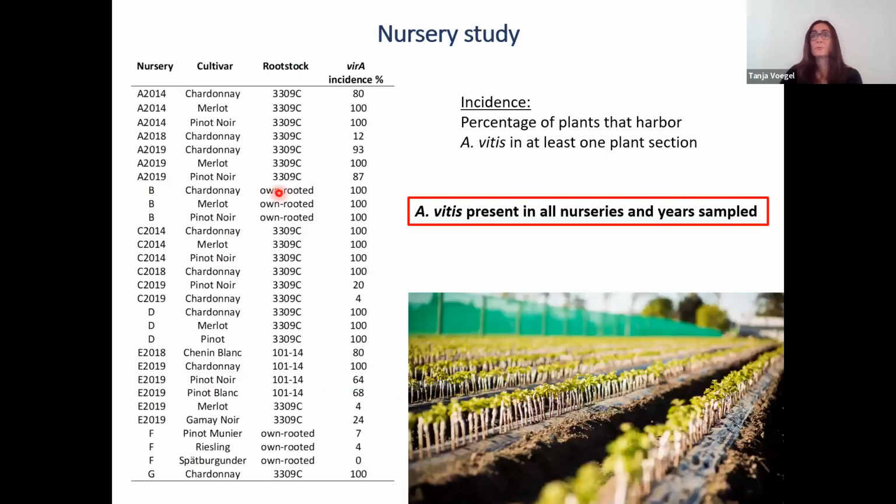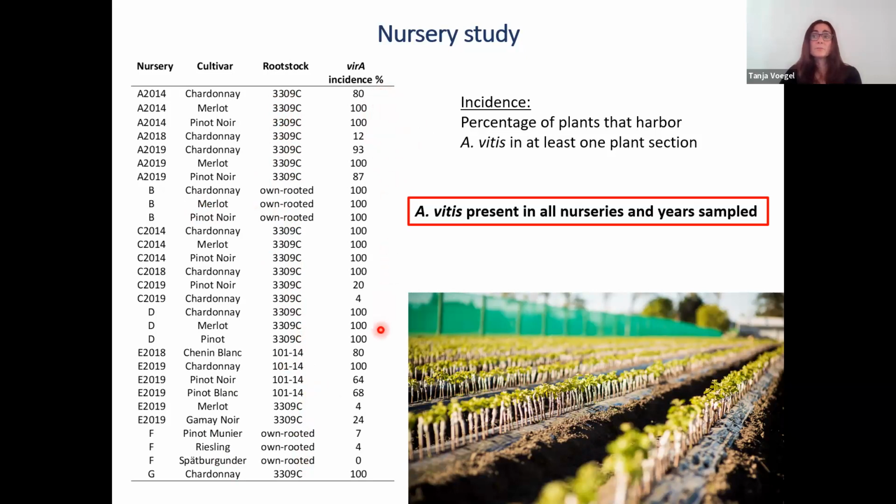So this is our first result of the study. This column shows you the different nurseries that we've looked at. So nursery A, for example, we got samples from 2014, 18, and 19. Those are all the cultivars that we've sampled. Not that many different rootstocks, but a few. And here is shown the incidence of the bacteria. By incidence here, I mean this number shows the percentage of the plants that harbor the bacteria in at least one plant section. So if we found bacteria in the roots of the plant, maybe not in the scion, this still counts as positive.